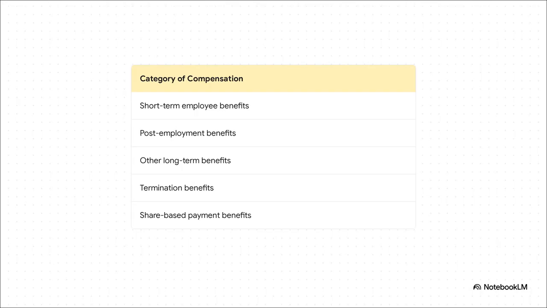Next, we've got key management compensation. A company has to disclose the total amount it pays its top brass. But, and this is important, they can't just give you one big number. They have to break it down into these specific categories you see here: short-term benefits, post-employment benefits, and so on. This gives you a much clearer picture of how exactly those leaders are being paid.